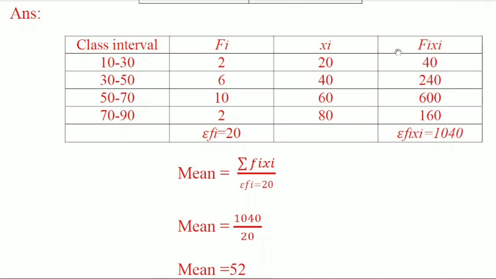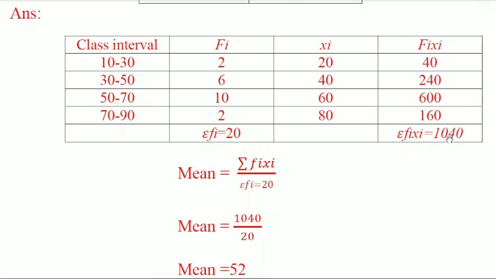The next one is fi xi. That means we should multiply the frequency and the middle term. So fi and xi we have to multiply. 2 into 20 is 40, 6 into 40 is 240, 10 into 60 is 600, and 2 into 80 is 160. Now we should add everything, total we should make it, that is summation fi xi is equal to 1040. If you add these numbers, we will get 1040.